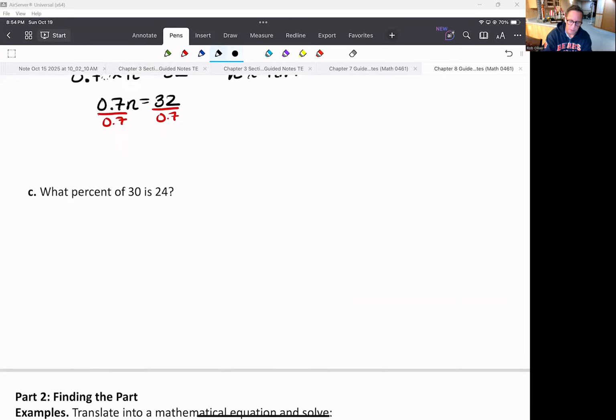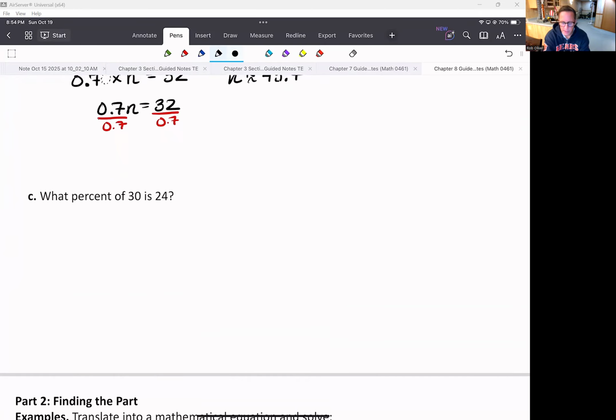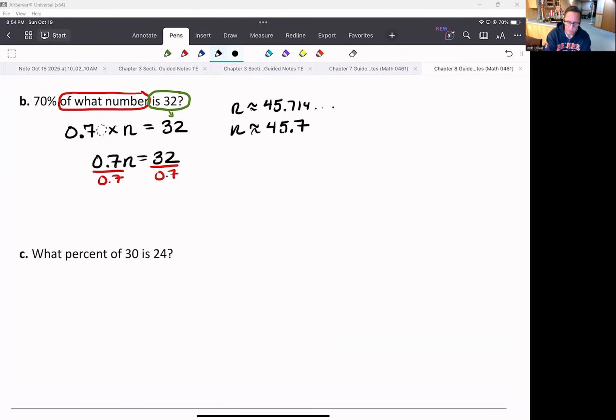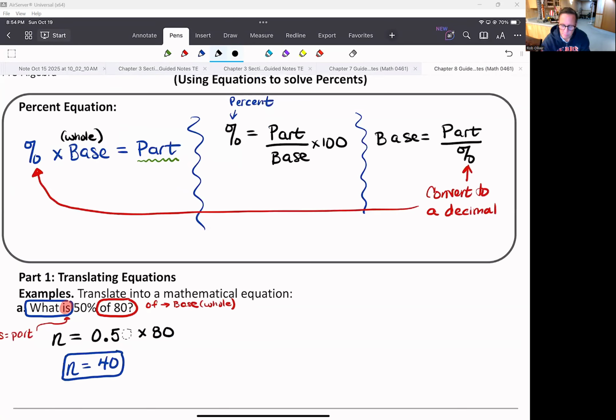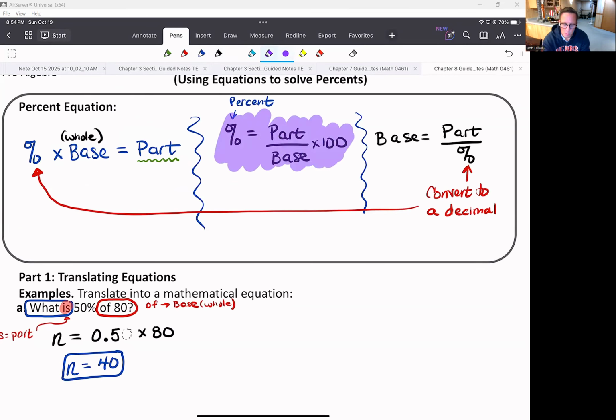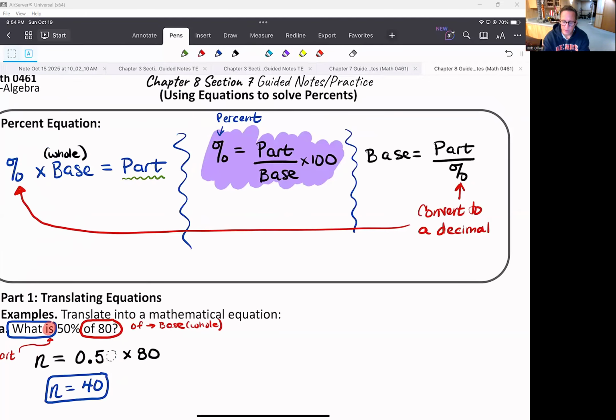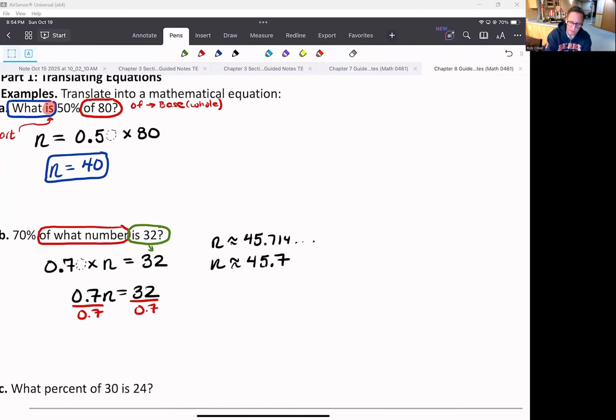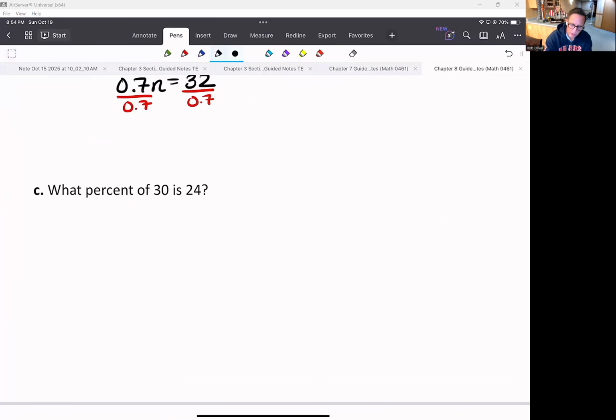All right, on this one right here, what percent of 30 is 24? Why don't we use this equation, which is the percent equation: part divided by base equals a percent. The part is the 24. Our base is usually indicated by the "of." That's our whole, or our base right there.